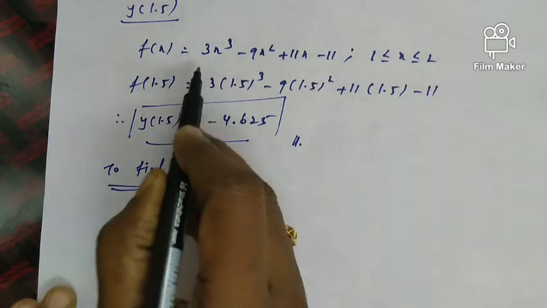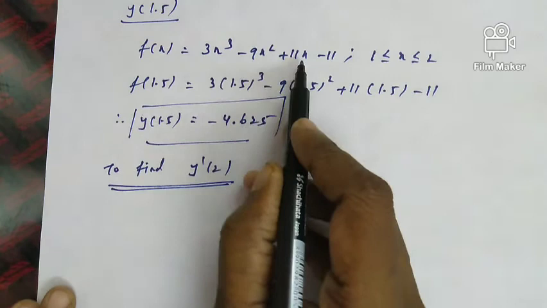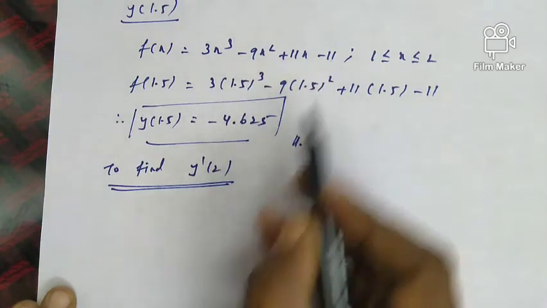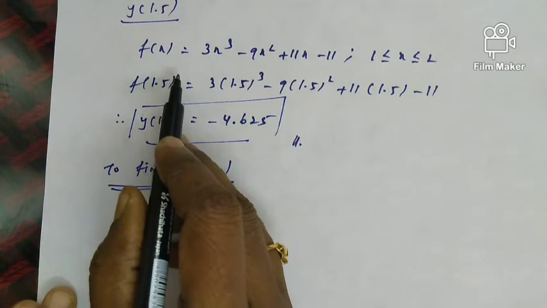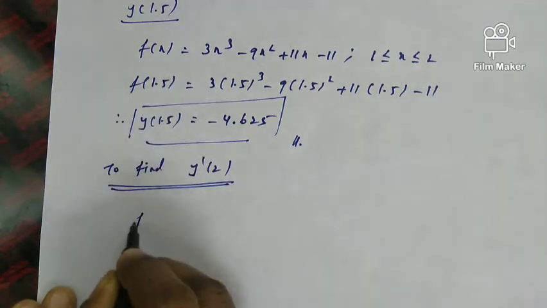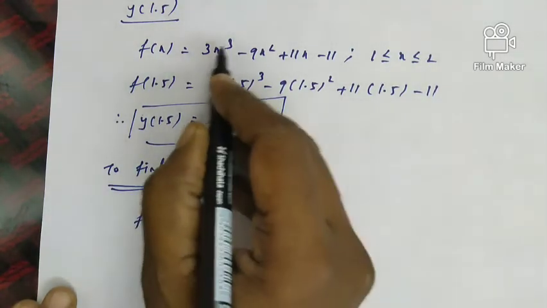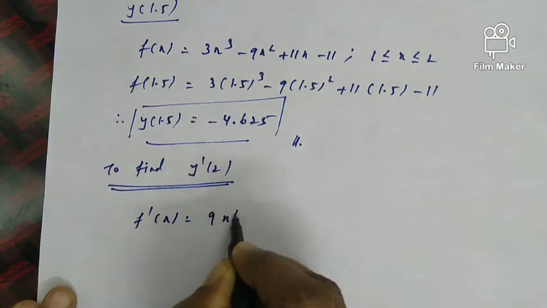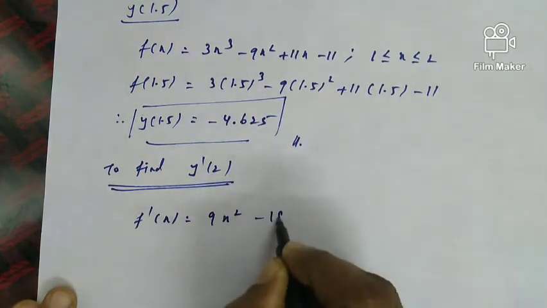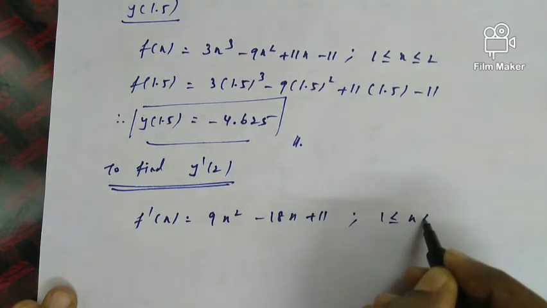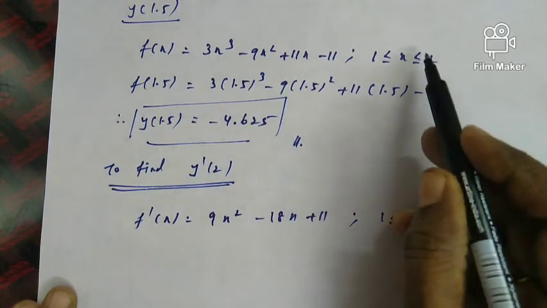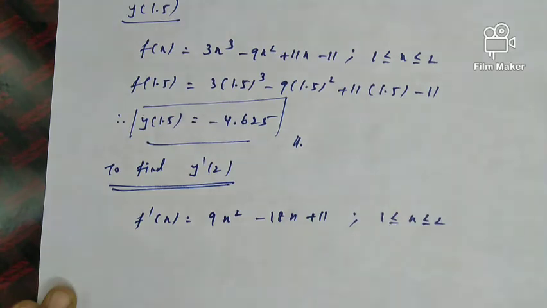So if I am taking the first equation, f of x is equal to 3x cube minus 9x square plus 11x minus 11, we need to find y dash of 2. That means we have to find out f dash of x. So what is f dash of x? F dash of x is equal to 9x square minus 18x plus 11, such that 1 less than or equal to x less than or equal to 2.